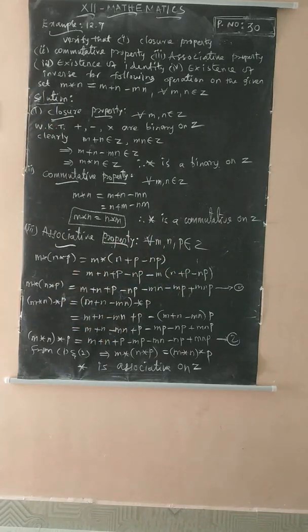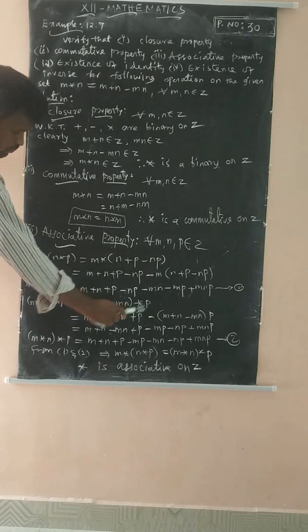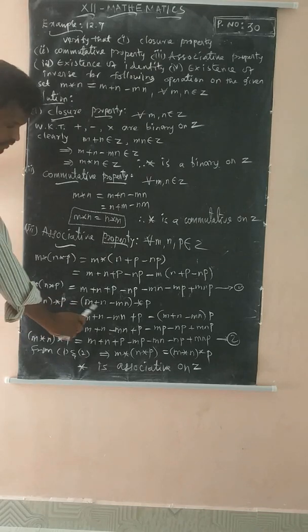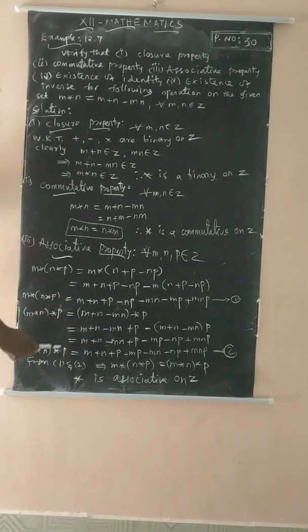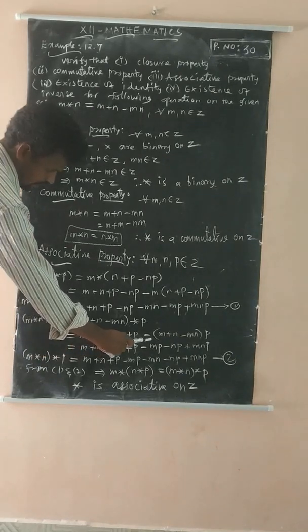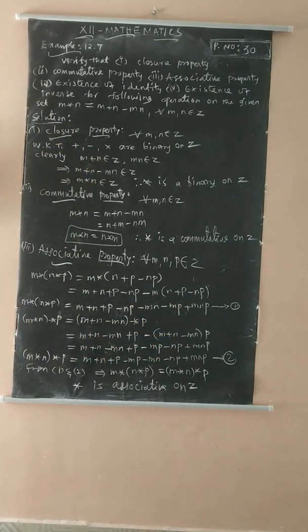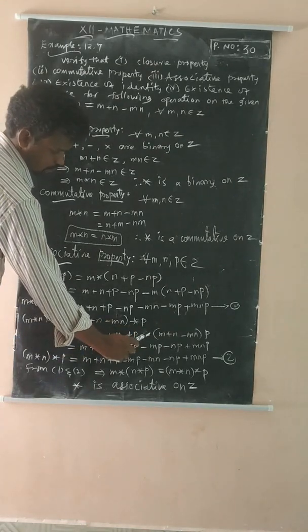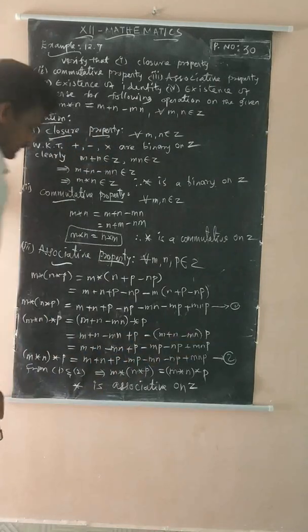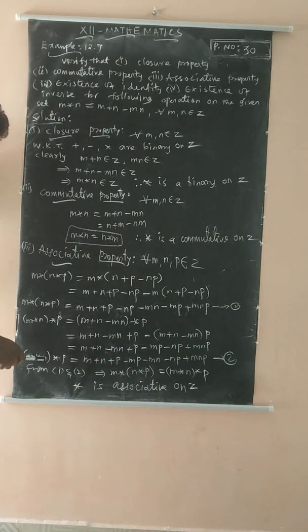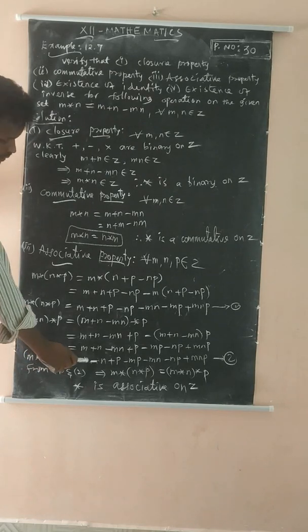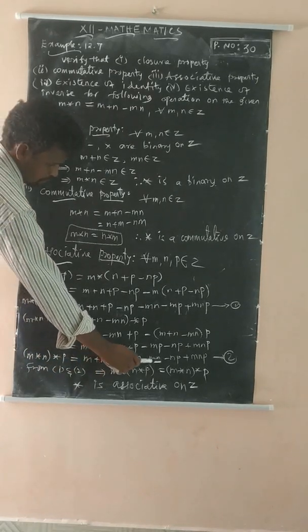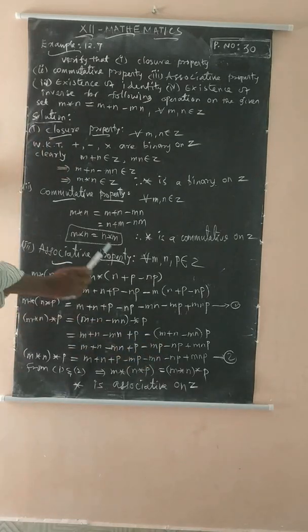That is equation 1. So now take the RHS part. m star n, star p is equal to, first we operate the brace term, m plus n minus mn, star p. So again, first term, second term, use the star operator: first term plus second term minus first term into second term. Now simplify: m plus n minus mn plus p, minus mp minus np plus mnp. So now m star n, star p is equal to m plus n plus p minus mp minus mn minus np plus mnp. That is equation number 2.